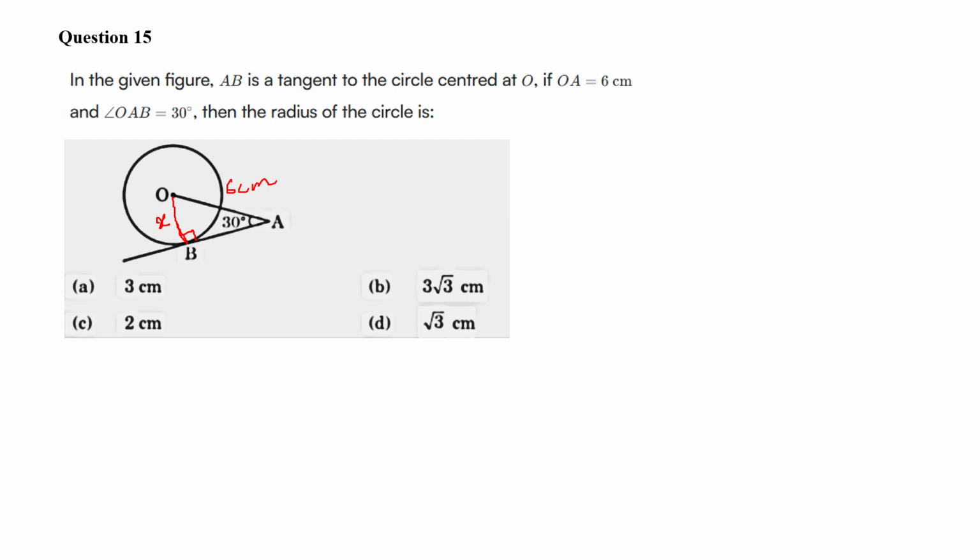And one of the angles is given as 30 degree. So find out the relation of opposite by hypotenuse, or perpendicular by hypotenuse. This is possible only in sine, right? So I will take sine 30 degree is equal to OB by OA. Now sine 30 degree is equal to 1 by 2 equal to X by 6. So the value of X will be, transposing 6 from LHS to RHS, 1 by 2 into 6, 3. So my radius is 3 centimeter, option A. Moving to next question.